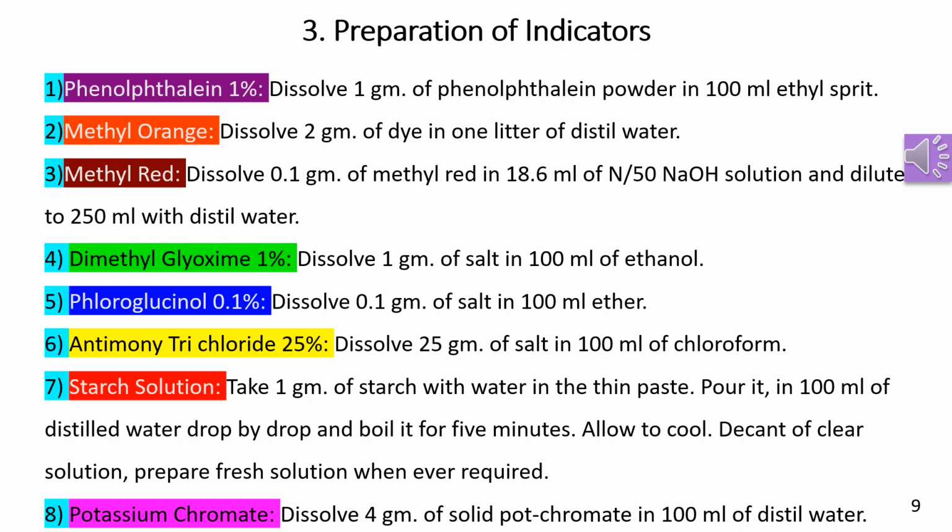After adding the distilled water, we will boil this mixture or solution for about 5 minutes. When the solution has boiled, we will cool it down for some time. After the solution has cooled, the decant of clear solution will indicate that the starch solution is prepared. So to prepare starch solution, we will prepare fresh solution whenever required.